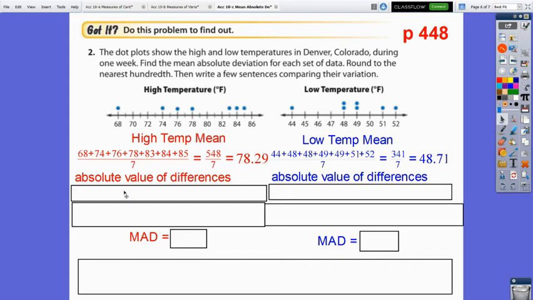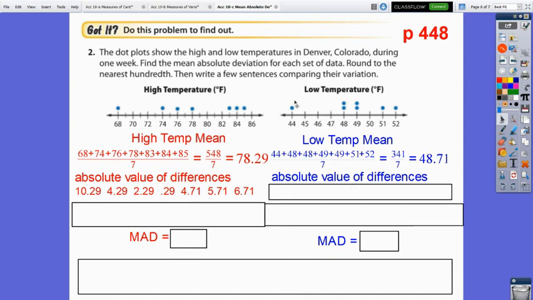So 78.29 minus 68, 10.29, minus 74, 4.29, minus 76, 2.29, minus 78.29. Now we're going the other way. 81 minus 78.29 is 2.71, then 5.71, and finally 6.71. That's these 3 points here. Okay, so you've got all your absolute values of differences.